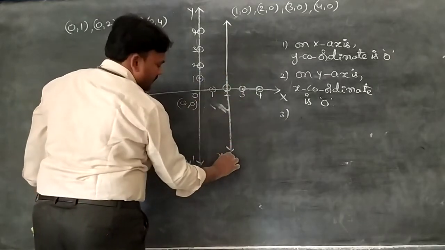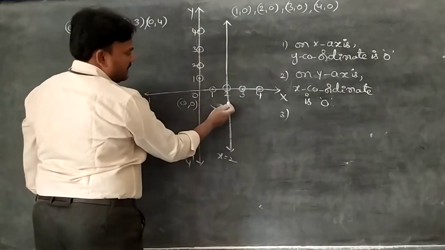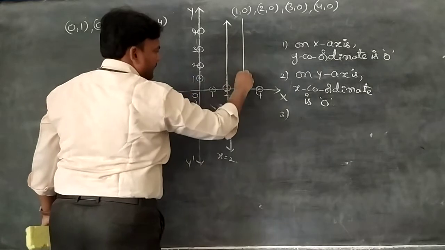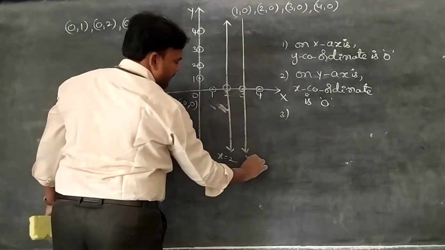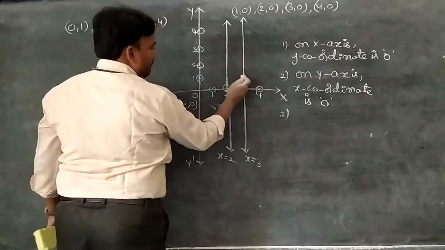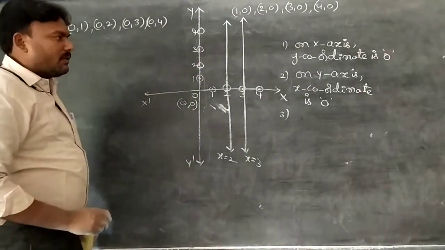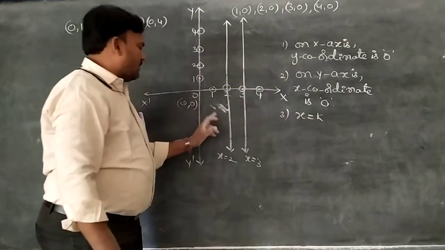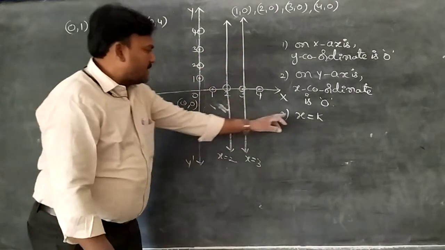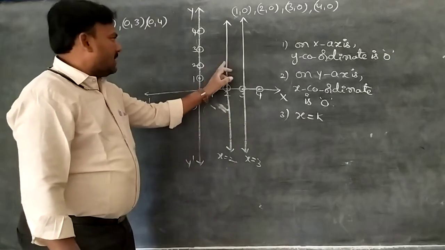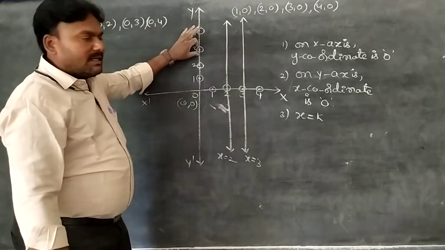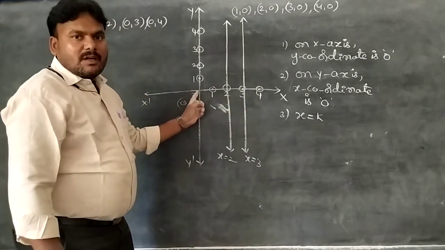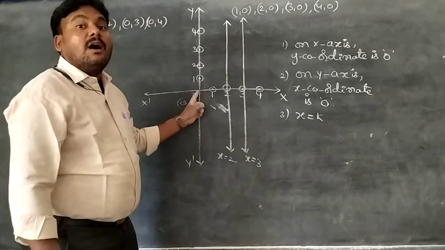This is x equal to 2, we draw one line. This line is parallel to the y-axis, and we draw x equal to 3. This line is also parallel to the y-axis. So what do we conclude? x equal to k, where k can be 1, 2, 3, 4, whatever it may be, is a line which is parallel to the y-axis at a distance of k units from the origin.